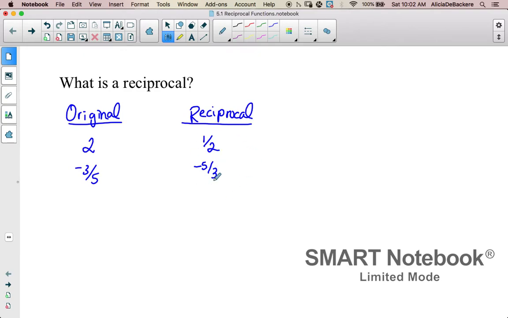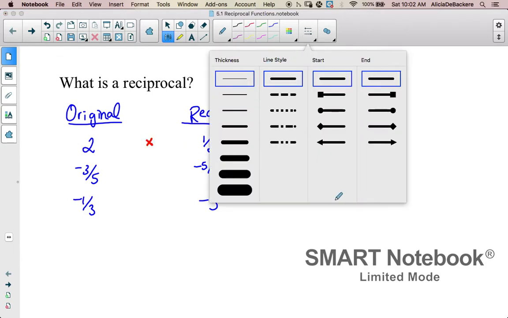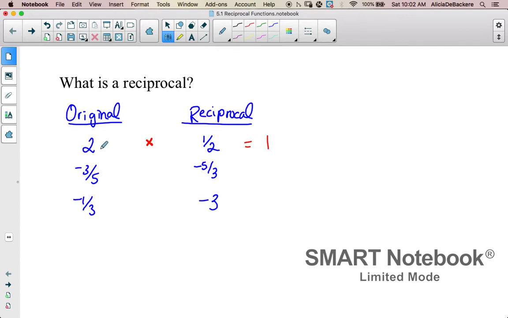And so sometimes we think of the reciprocal as the fraction and the original as a non-fraction, but that's not true. I could also start with the original of -1/3, and then the reciprocal will be -3. What has to be true whenever I have an original and a reciprocal is if I were to multiply them together, I would always end up with an answer of 1. So 2 times 1/2 is 1, -3/5 times -5/3. If I multiply them together, it's going to turn into a positive, and then I'll get 15 over 15, which is the same as 1. And then same thing here, a negative times a negative is a positive, and 1/3 times 3 is 1.